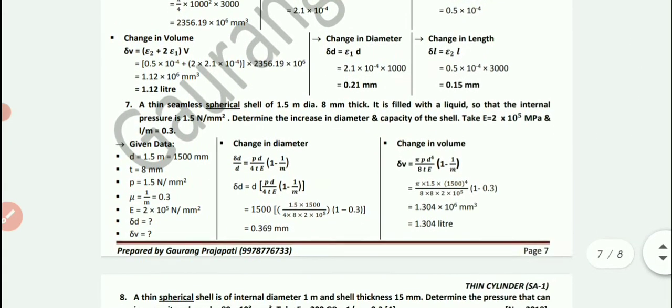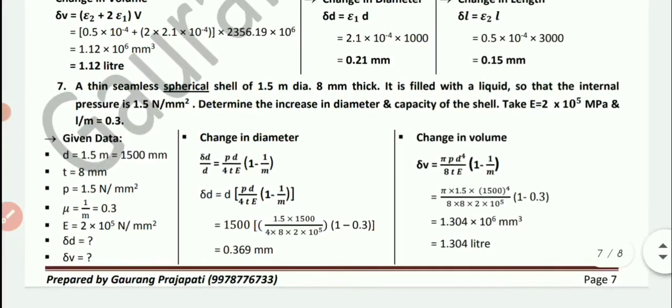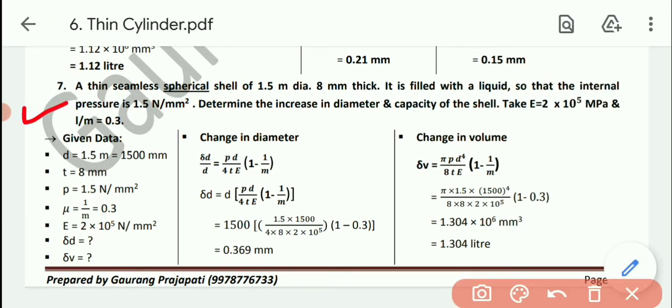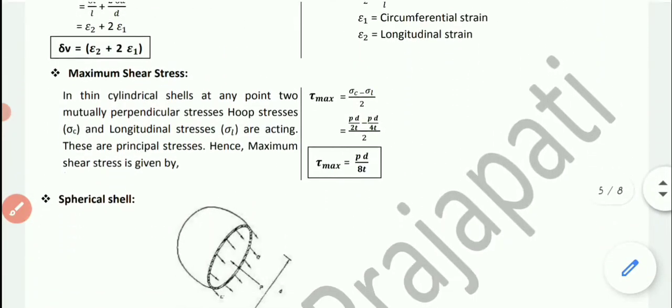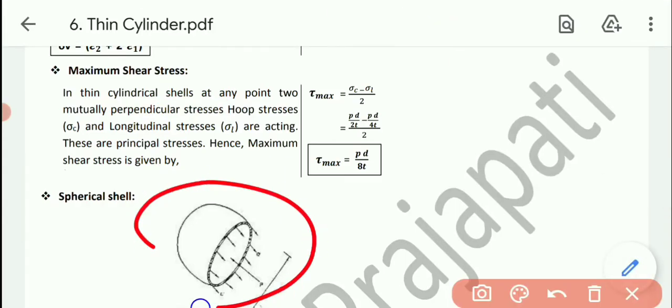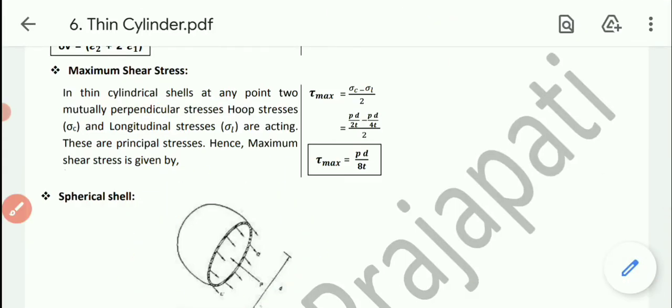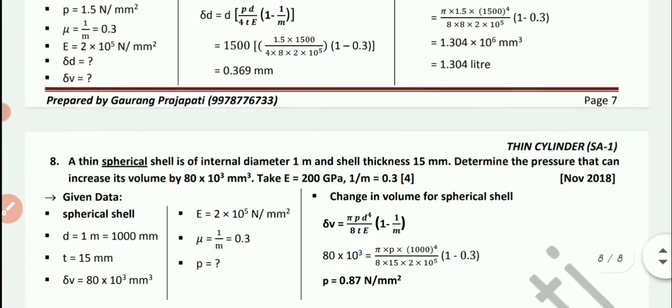Okay, so now let's move towards another kind of cylinder, that is spherical cell. That is example number 7. A thin seamless spherical cell. Okay, I have already shown you the spherical cell in the theory. See this one, well, the diameter is not completely steady like that. So let's solve the sum first of all.